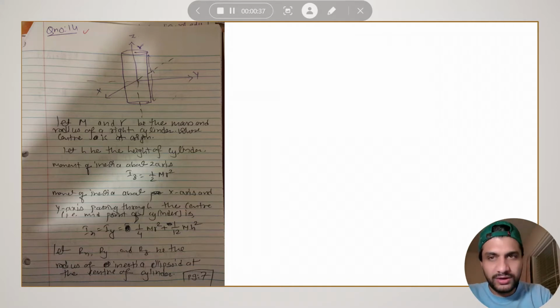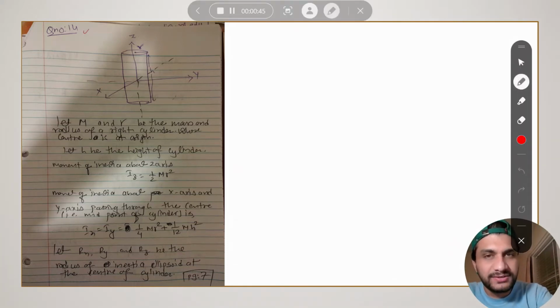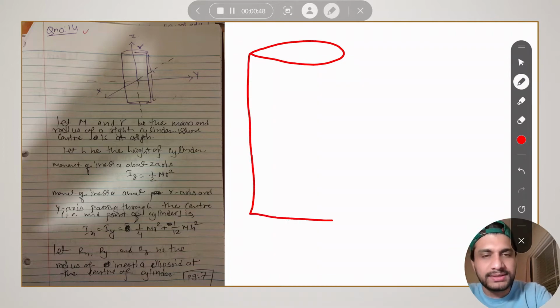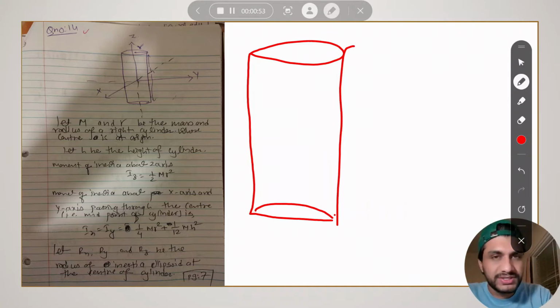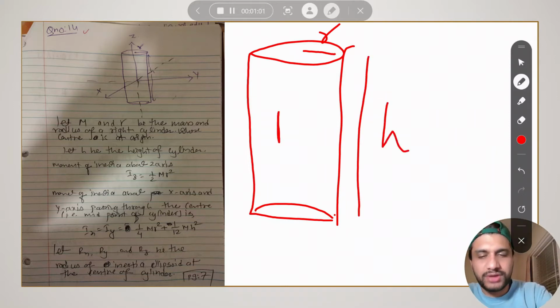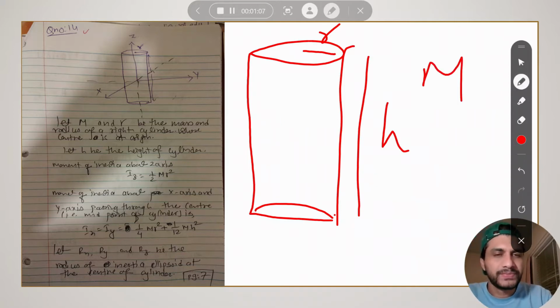Now I'm going to explain some physics involved in this problem. First of all, we consider a right cylinder, which has an area of cross section perpendicular to its height. Let r be the radius of the cylinder, h its height, and m its mass. Let O be the origin, and the origin lies at the center of mass.